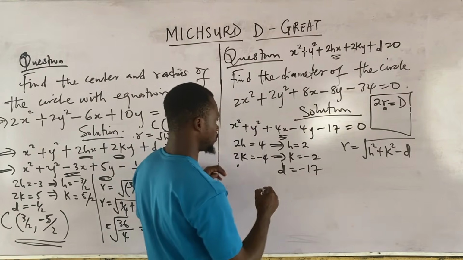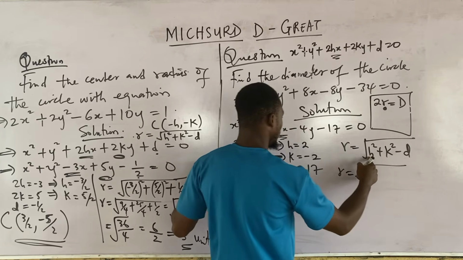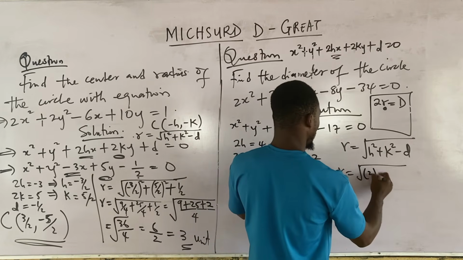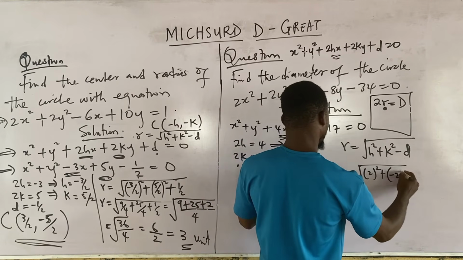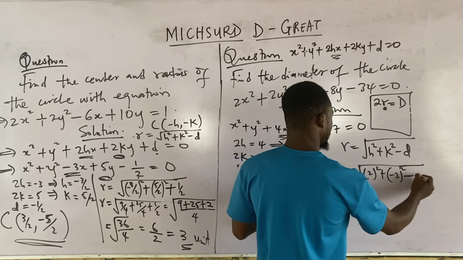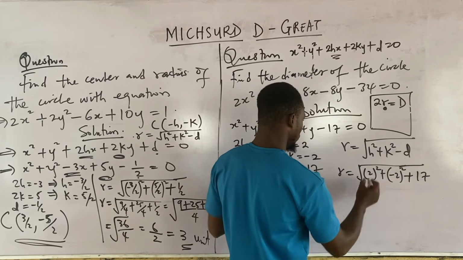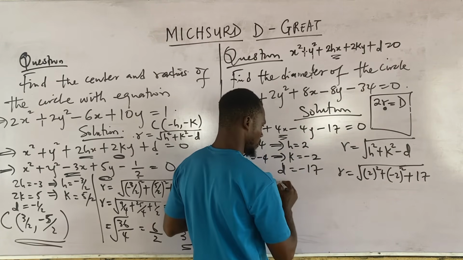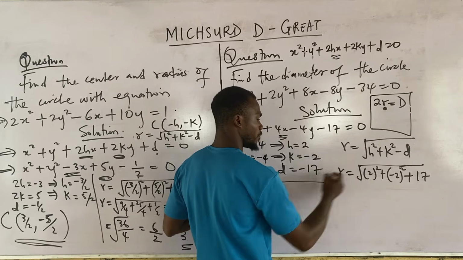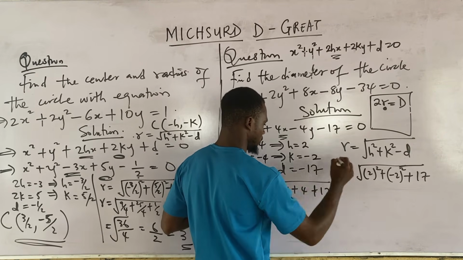So if we substitute, we'll be having that the radius is equal to the square root of h, our h is 2, all squared, our k is minus 2, all squared, then minus d. And d is minus 17, so this will become plus 17. So if we solve, the radius is now the square root of 4 plus 4 plus 17.